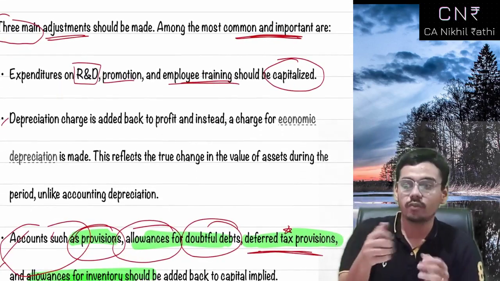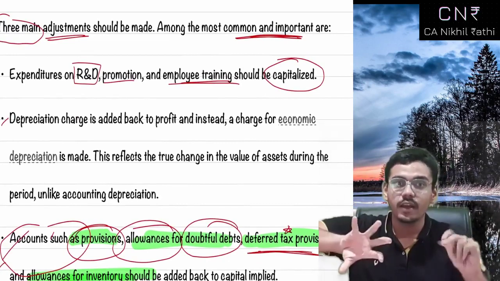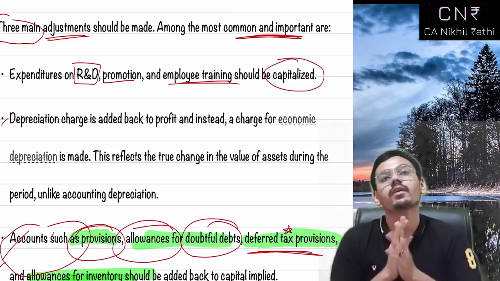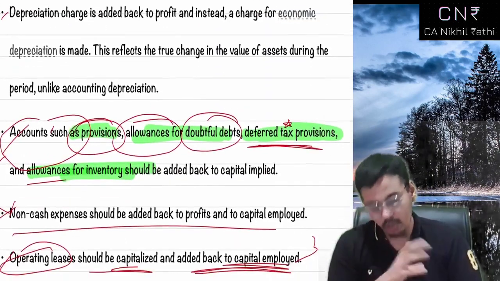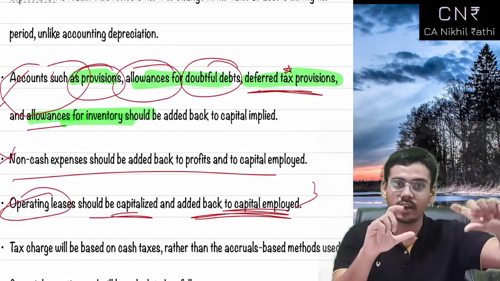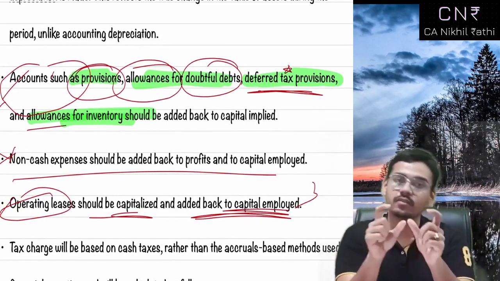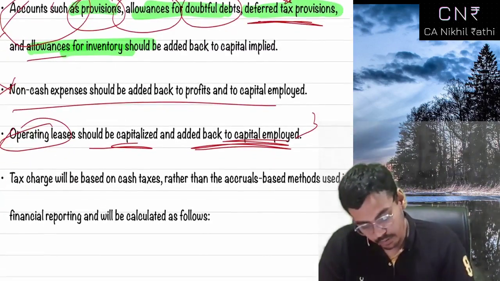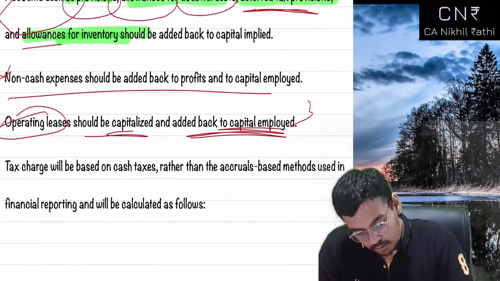Then depreciation. I've told you there are two types, economic depreciation and accounting depreciation. You eliminate the accounting part and you add the economic part. Then all provisions and non-cash expenses will be added back. Operating lease is a kind of capital expenditure, so it will be added. Financing lease, we will ignore it. Now get the third part, tax charge. Now understand this.